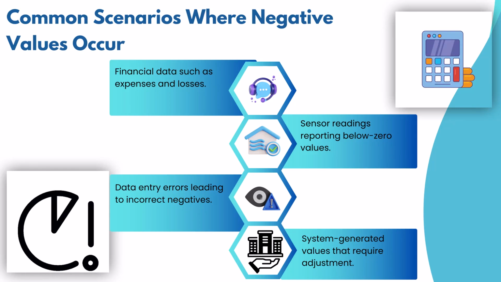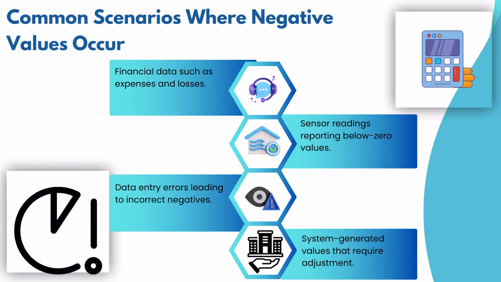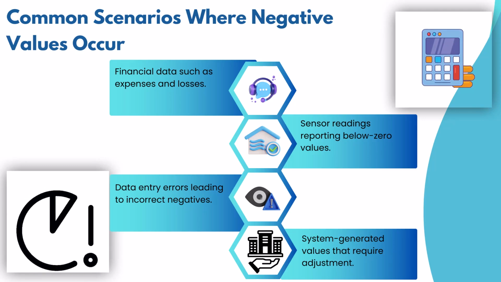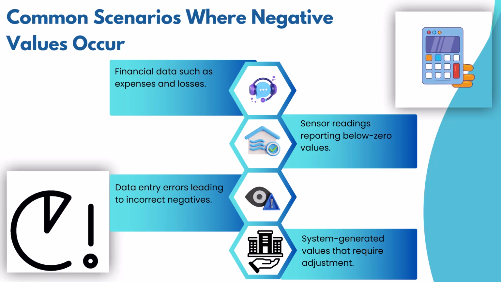If negative values had a fan club, finance and sensors would be their biggest supporters. Losses, sub-zero readings, and yes, human error are common sources. Not all negatives are mistakes, but identifying which ones need fixing is key. Let's break it down and separate the accidental negatives from the legit ones.